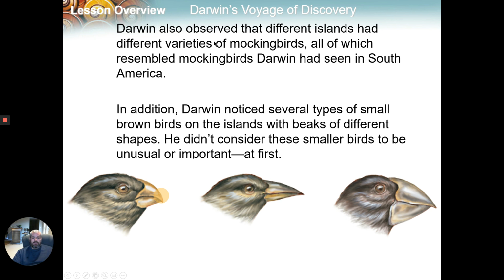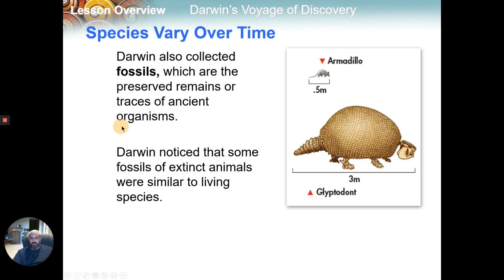So he noticed that the different islands had different varieties of mockingbirds, all of which resembled mockingbirds he had seen in South America. In addition, Darwin noticed several types of small brown birds on the islands with beaks of different shapes. He didn't consider these smaller birds to be unusual or important, at first is the key here. It took him a little while. So let's look at this.